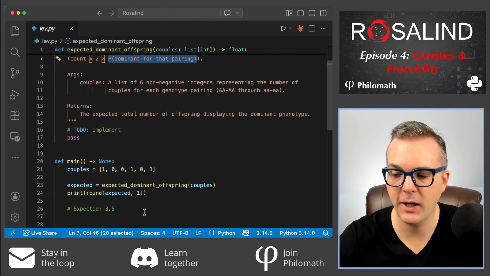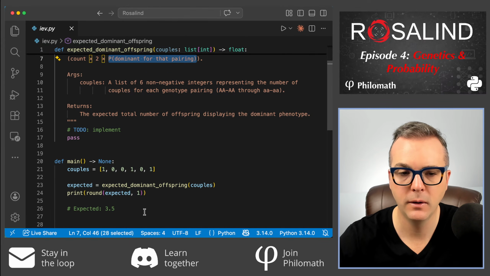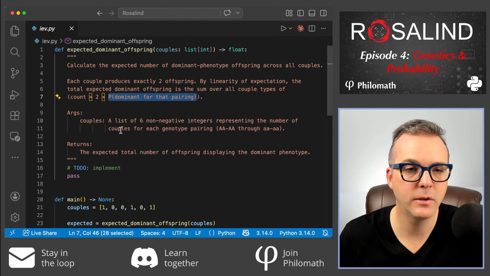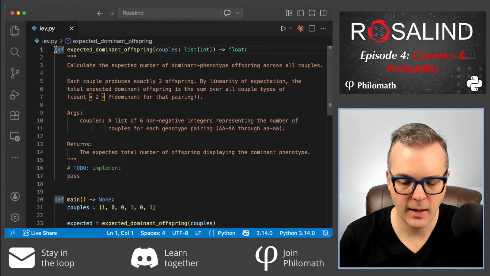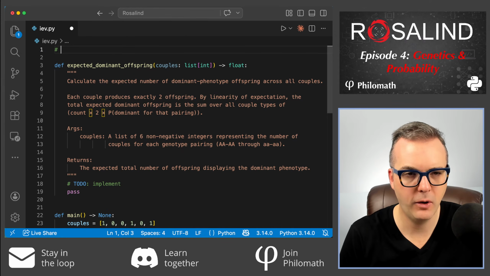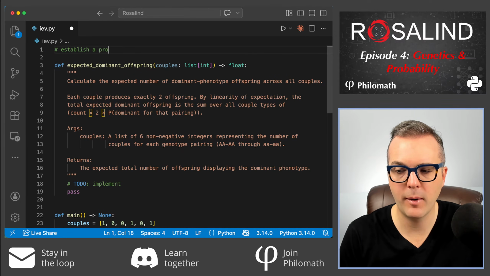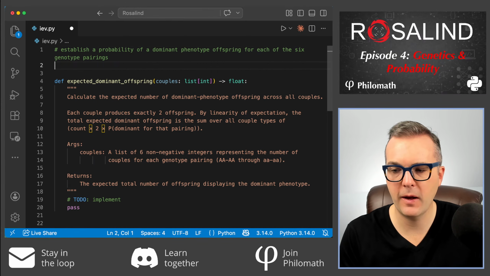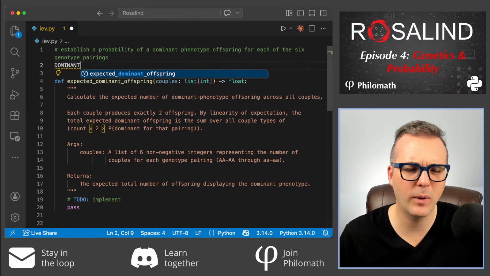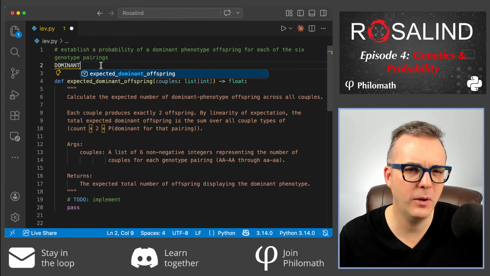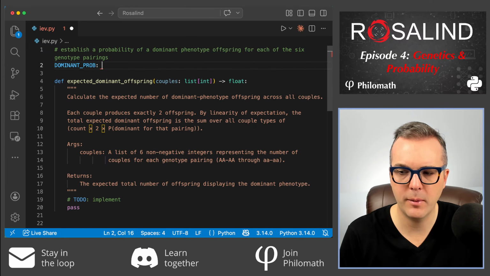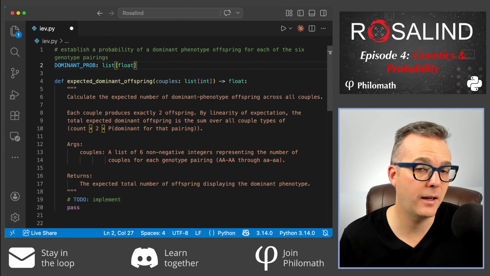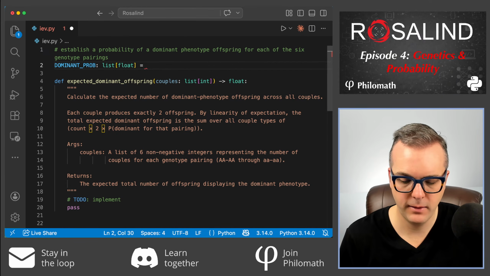So once we have that appreciated, once we know how this works, our function is going to be quite straightforward. I'll in fact say, let's first establish a probability of a dominant phenotype offspring for each of the 6 genotype pairings. And I'll provide that outside of the function even, because otherwise I'm going to be declaring a variable inside of this function that's pretty important. And I'm just going to establish a little list of floats, and I could also have this as a tuple, but that doesn't really matter.